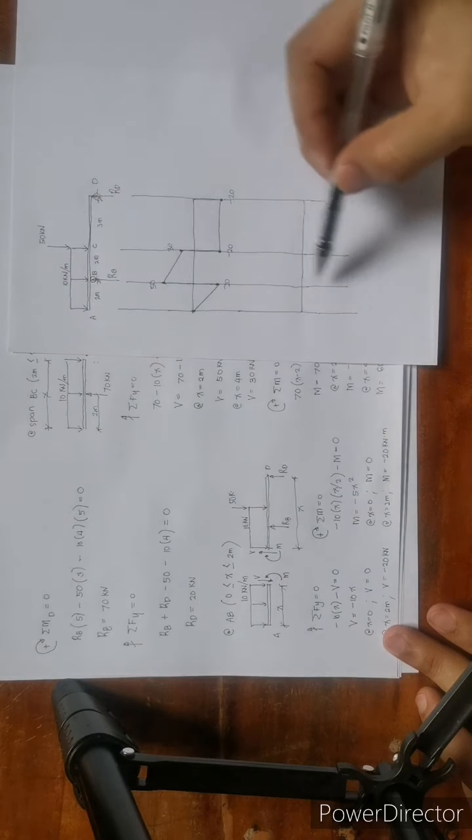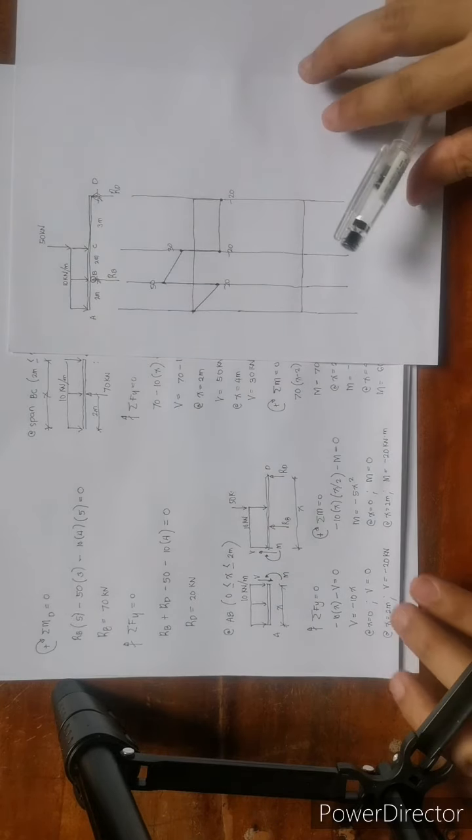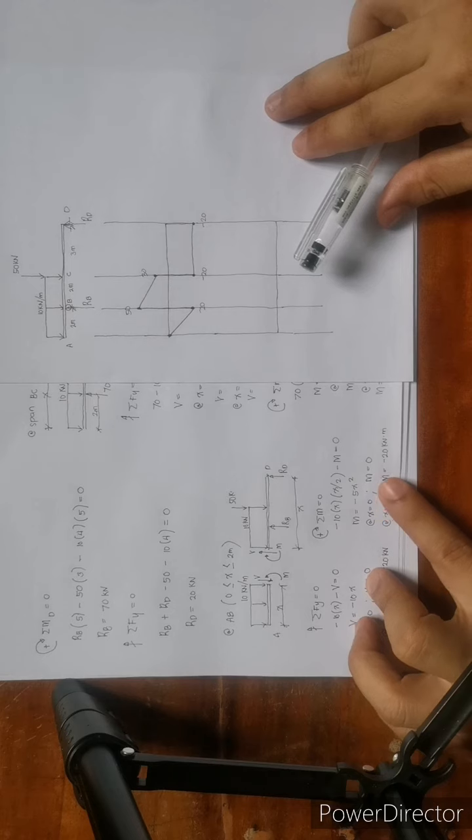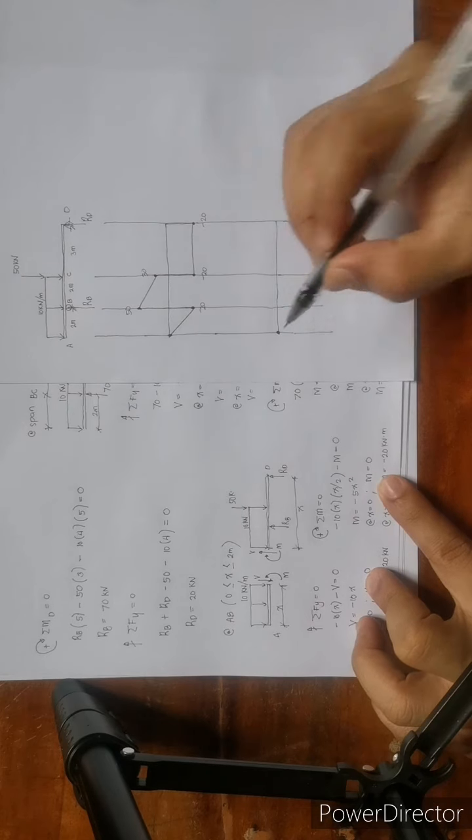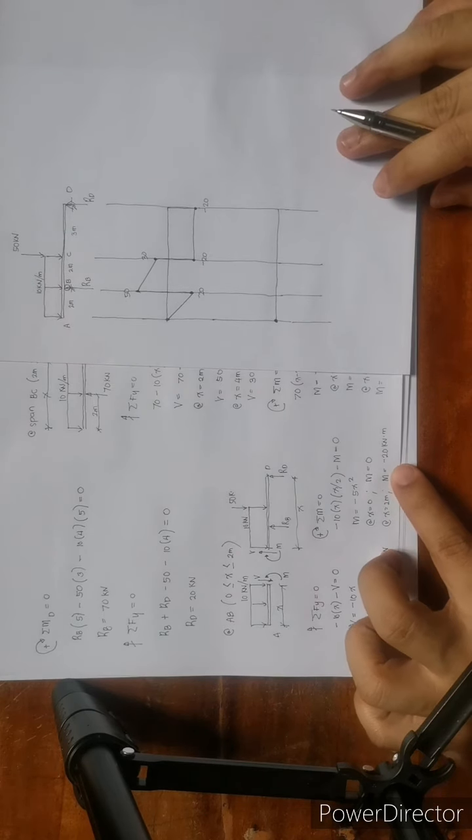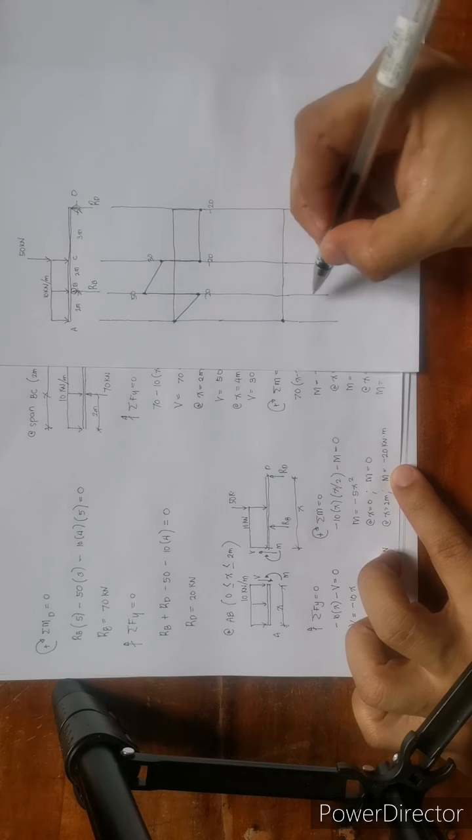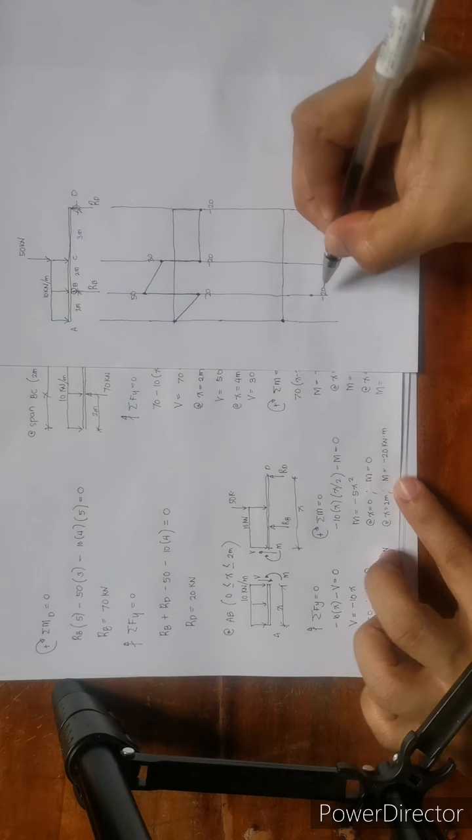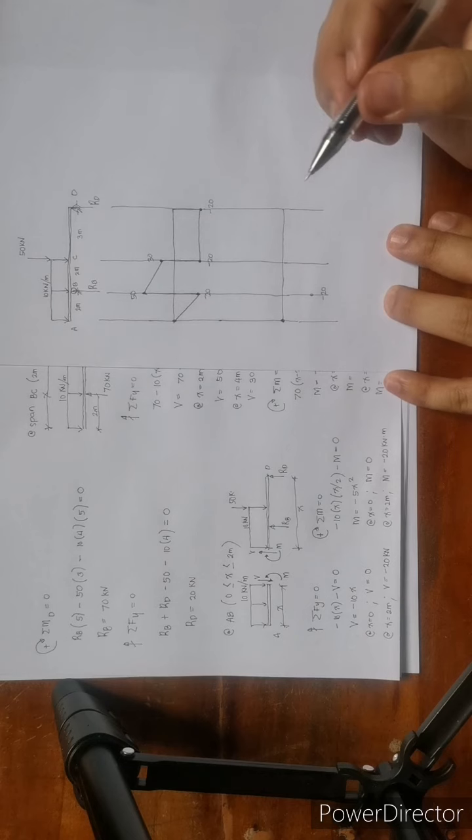First one is span AB. Tingnan natin span AB natin kanina. At x equals 0, dito, moment is 0. At x equals 2 meters, moment is negative 20. So, nasa baba, negative 20. Okay. Take note of this, guys.